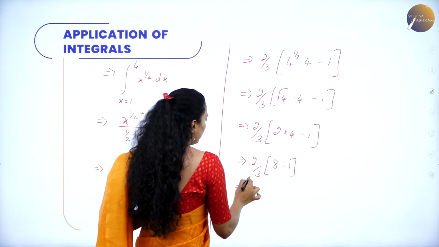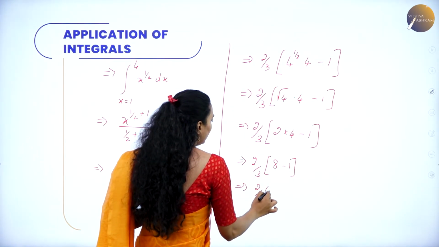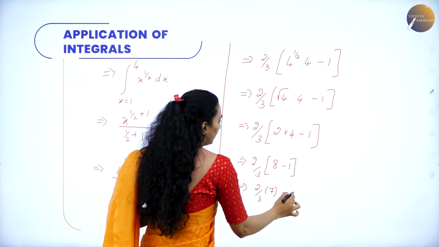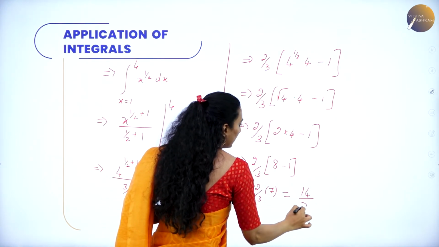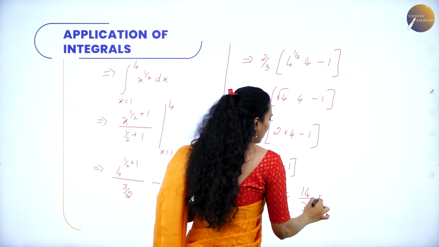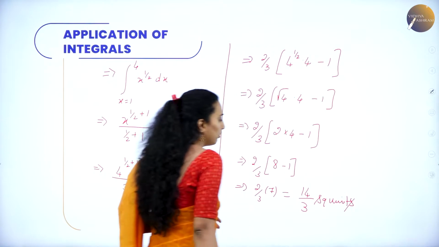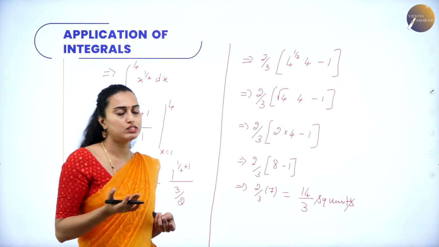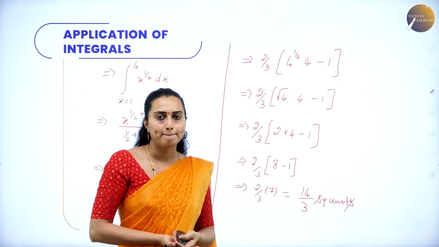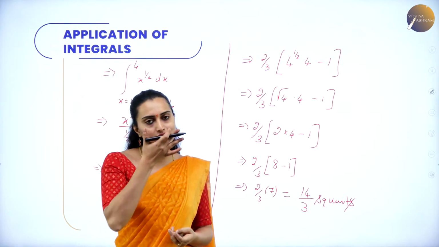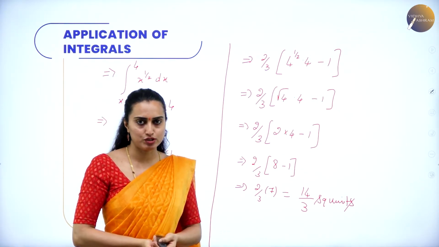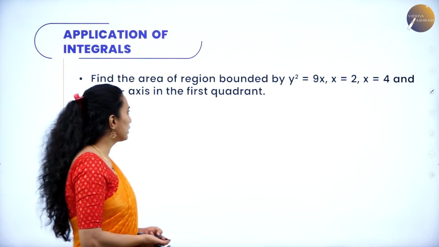So therefore, which implies 2 by 3 into 7. So 7 2s are 14 divided by 3 is the answer. You can write square units if you want, because no units are given here, so you are going to write it as square units, which is an area measure, right? So this is how you are going to solve the problem, dear students. Okay, we'll be moving on to the next problem.